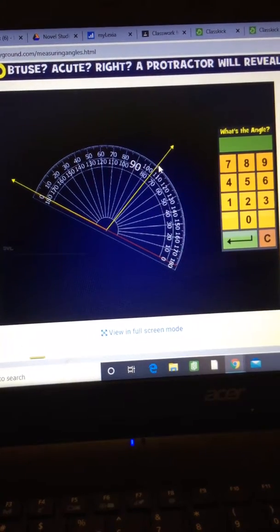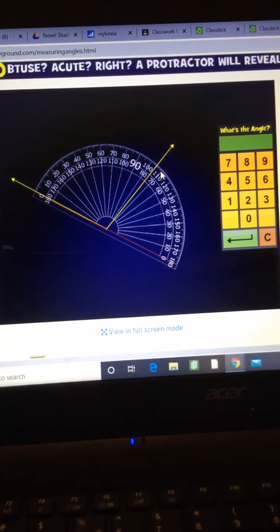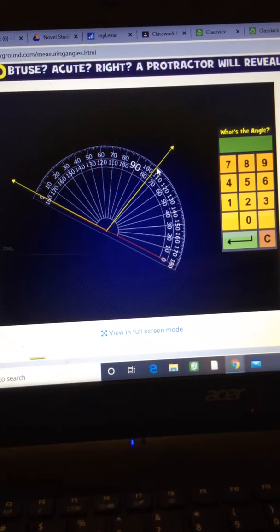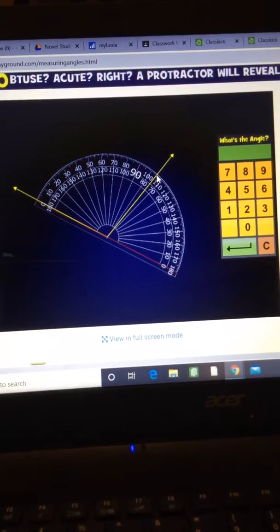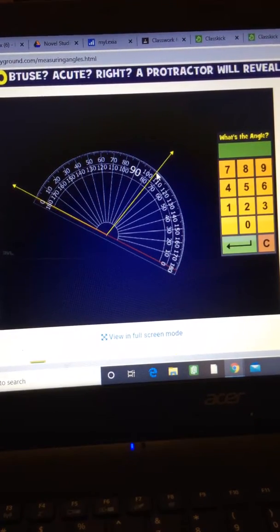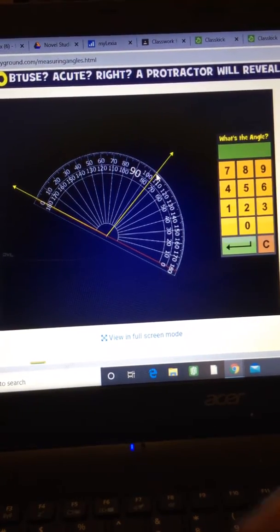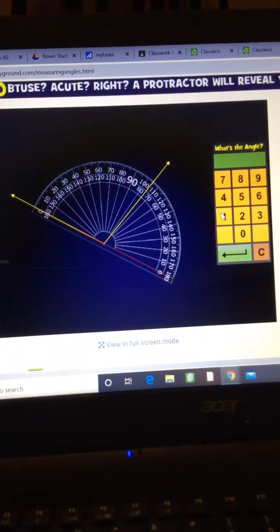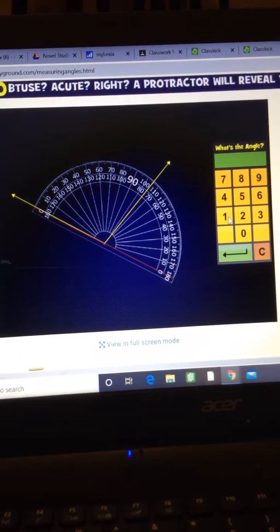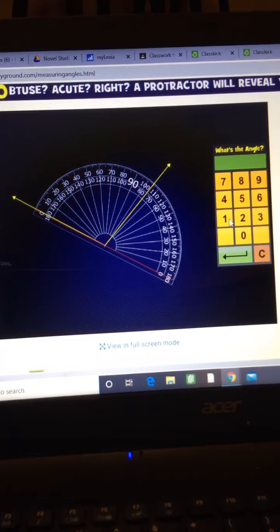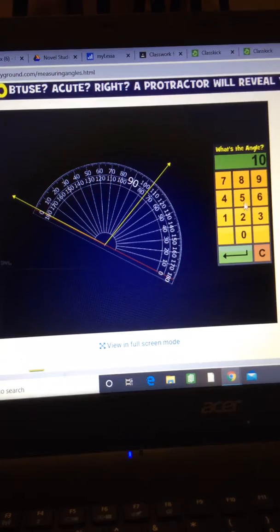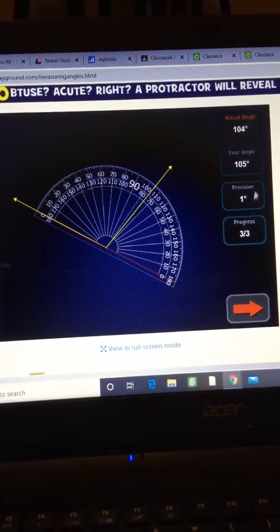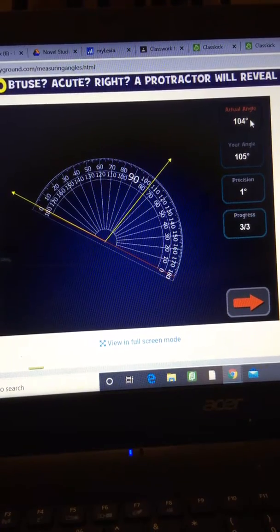So it says 100. Right there is 110, and it looks like it's right in the middle of 100 and 110. So you have to think, what's halfway between 100 and 110? It's something in the middle of those, and it's about halfway. So it would be about half of 100 and 110, 105. Okay? Now, if you look here, it says the actual angle is 104.